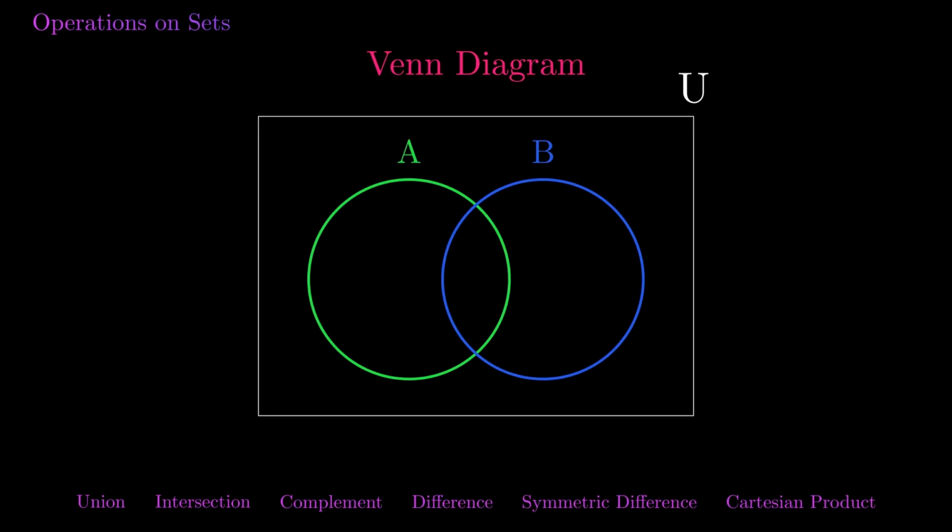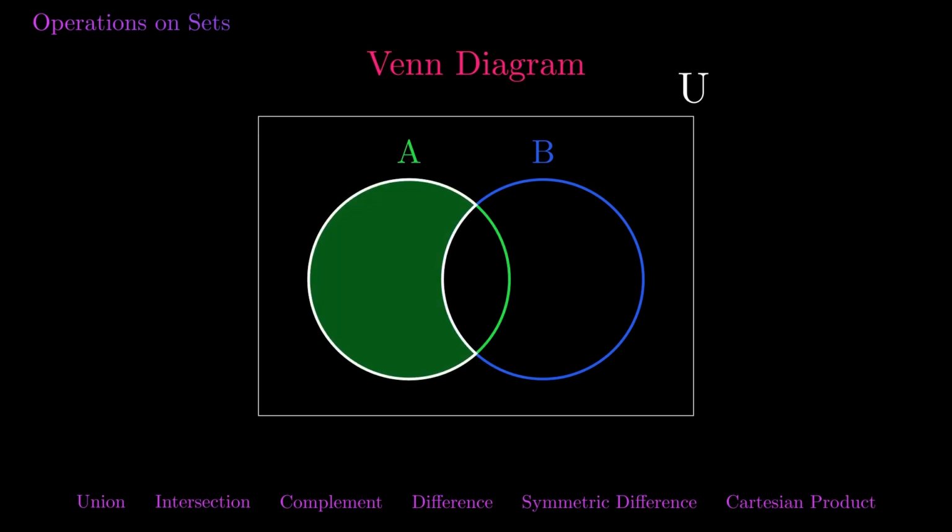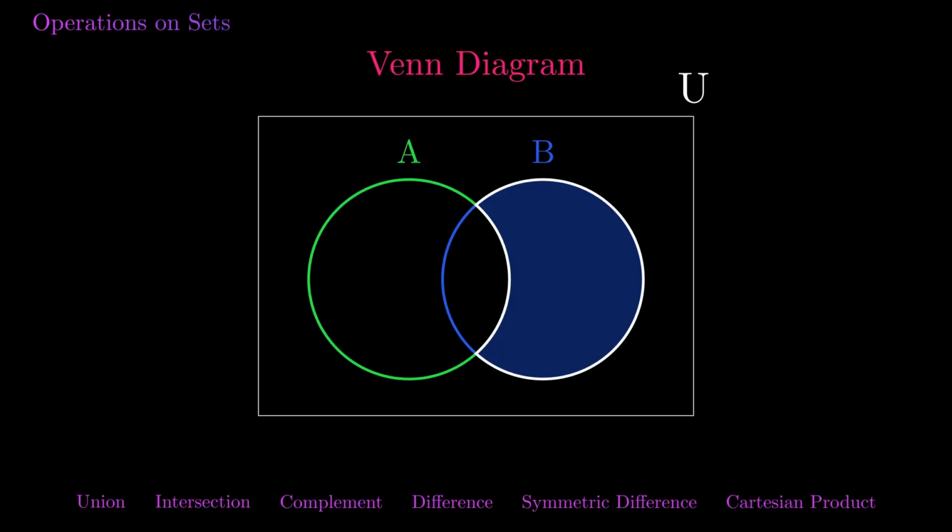The most important part is how they're drawn. This overlapping region in the middle represents all the elements that are in both set A and B at the same time. This part of circle A that doesn't overlap is for elements that are only in A, and this part of circle B that doesn't overlap is for elements only in B.